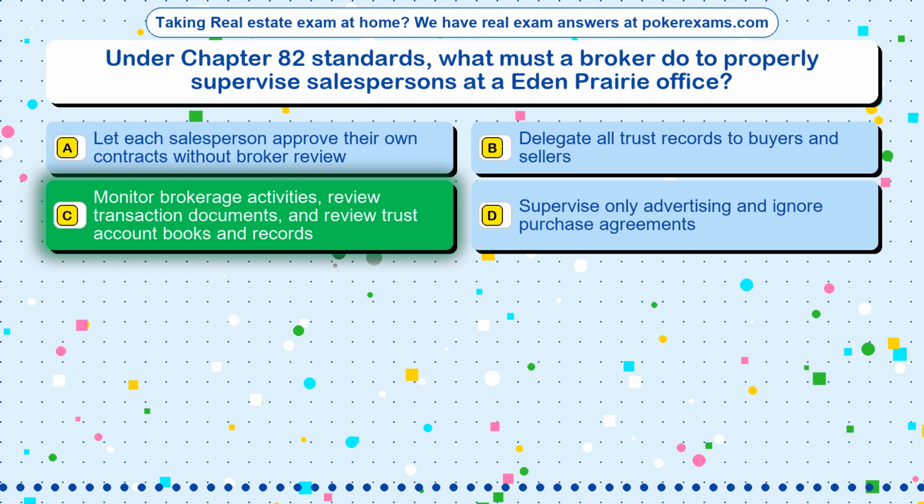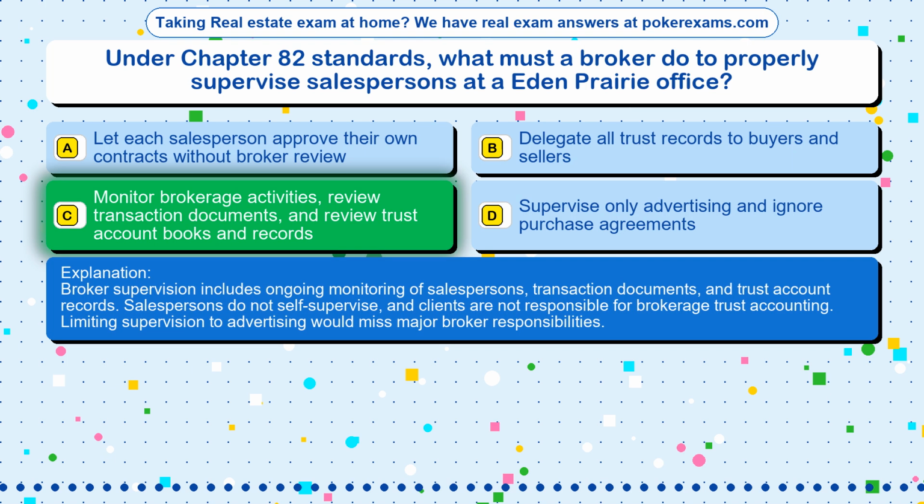The correct answer is option C. Monitor brokerage activities, review transaction documents, and review trust account books and records. Broker supervision includes ongoing monitoring of salespersons, transaction documents, and trust account records. Salespersons do not self-supervise, and clients are not responsible for brokerage trust accounting. Limiting supervision to advertising would miss major broker responsibilities.